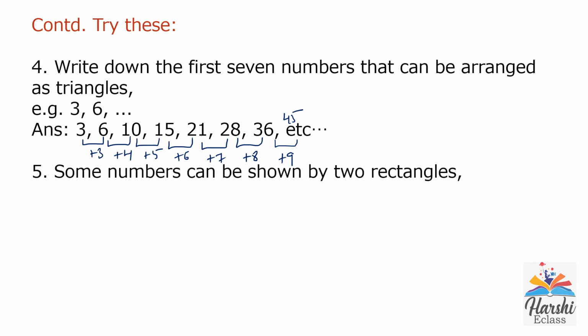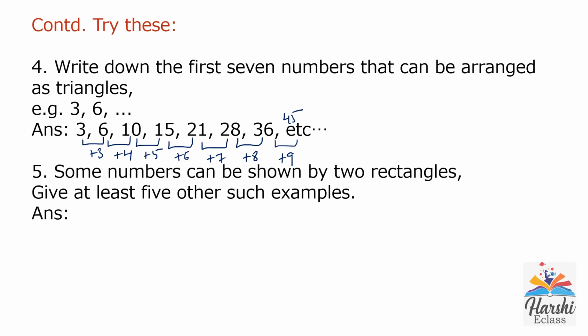Some numbers can be shown by 2 rectangles. Give at least 5 other such examples. One example already given in the textbook is 12. 12 can be arranged in the form of 3 rows and 4 columns. So 3 fours are 12.